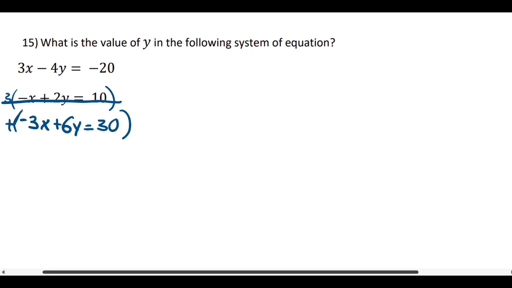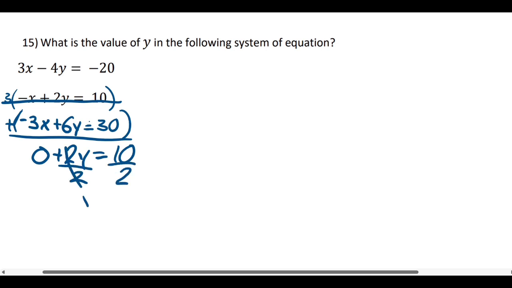3x minus 3x is 0. The x cancels out. Negative 4y plus 6y is going to be 2y. And then negative 20 plus 30 is 10. And in order to get y by itself, we divide both sides by 2. And we're going to get that y equals 5.